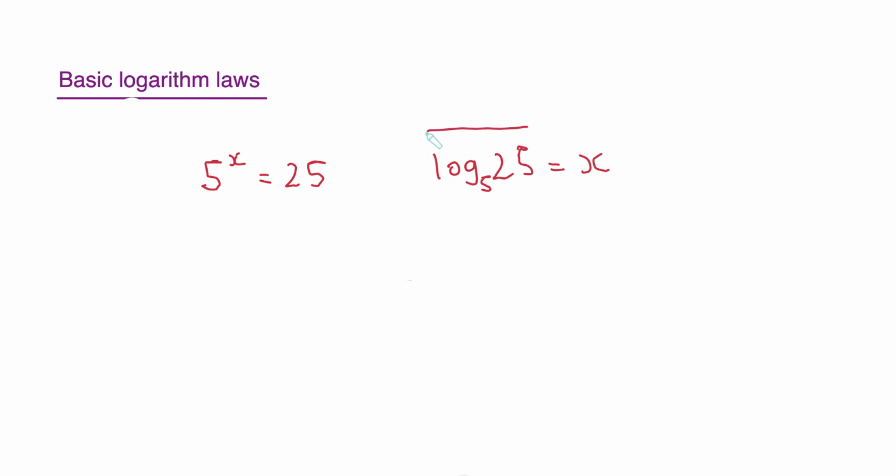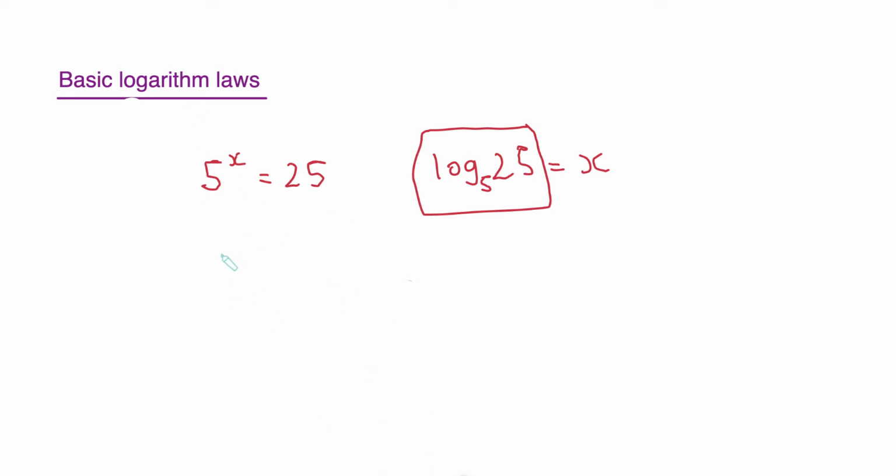Now, if you put this into your calculator, you're going to get the answer of 2, because of what we said earlier: we know that 5 squared is 25, so the missing value for x there is 2. So your calculator will calculate that for you. You might look at that and think, well, what's the point of that? I know the answer's 2.